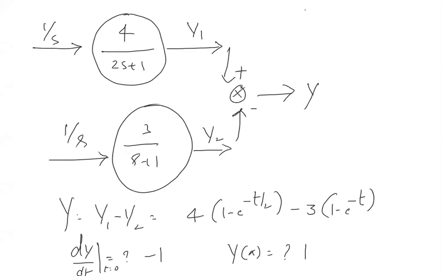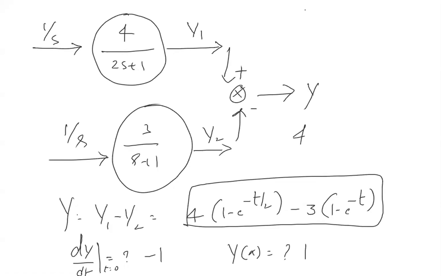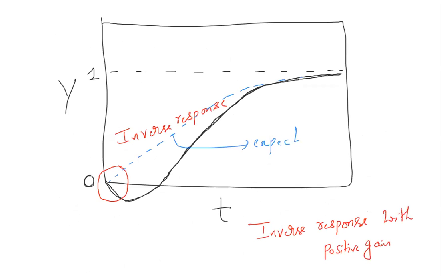So what is dy by dt? You have this one, no? Let's differentiate with respect to t. Then what happens? 4 by 2 into e power minus t by 2. This is dy by dt. Minus 3 into e power minus t. Put t equal to 0, then you will get minus 1. What is y of infinity? Directly put t equal to infinity. Then you will get y of infinity equal to 1. These are some interesting responses. Inverse response with positive gain.